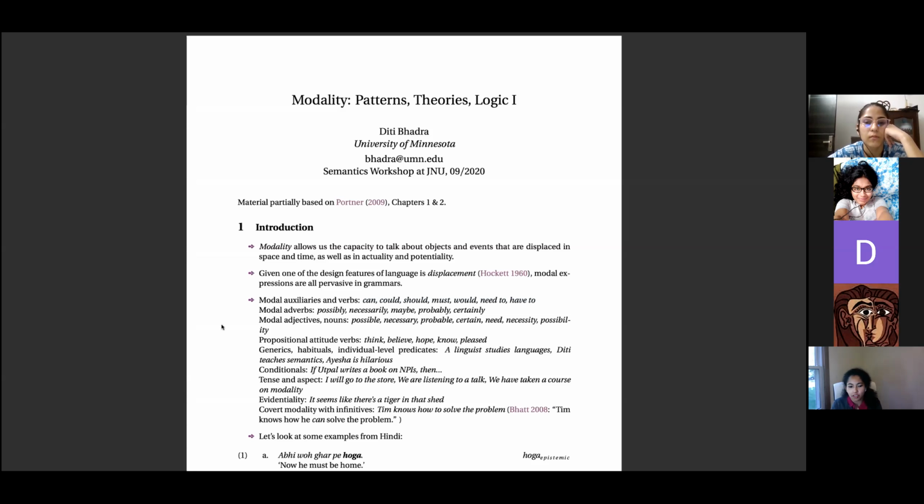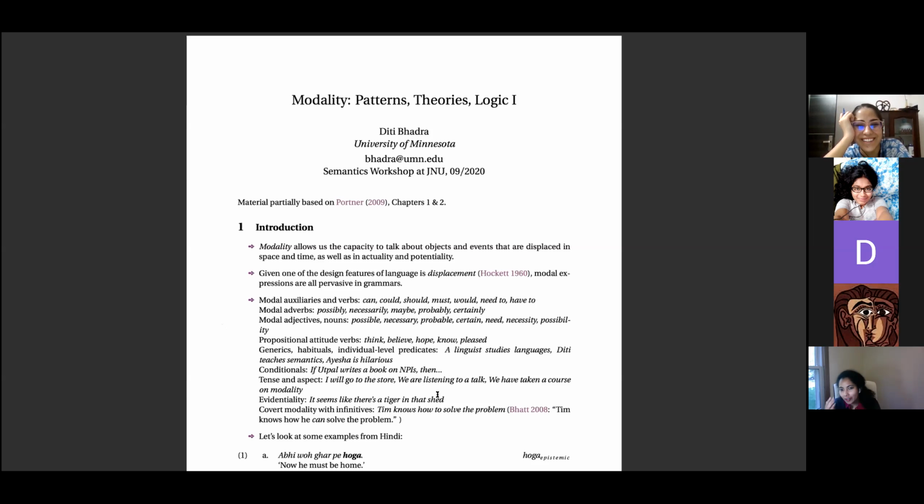Then you have constructions like generics, habituals, and individual level predicates. I have some examples here. Generic: a linguist studies languages. Habitual: Diti teaches semantics. That's the construction for the habitual in English. Individual level predicates are inalienable properties. In this case, Aisha's hilarity is her inalienable property. Then conditionals, where in English you see the if. So if Utpal writes a book on NPIs, then, I left the consequent open because a lot of things can ensue if Utpal ever writes that book.